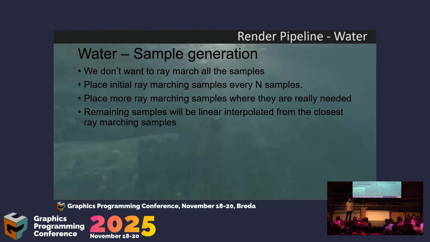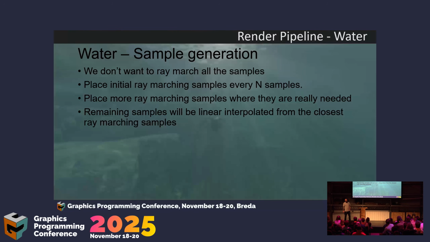But these are still a lot of samples, and it would be too expensive to ray march all of them. So most of the samples are smooth along the epipolar line, which makes it unnecessary to ray march them. Instead, we choose some samples that will be ray marched, and all other samples will be interpolated from them. We first equidistantly place initial rays every n samples. We choose n to be 32 in our implementation.